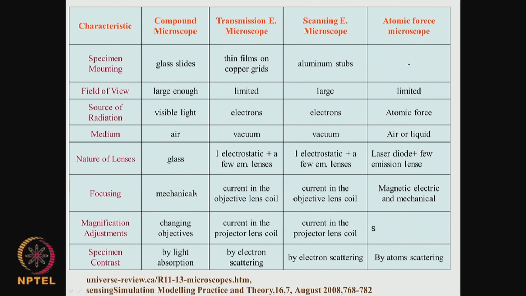Focusing: compound microscope it is mechanical, in TEM we have lens coil current and voltage, whereas in atomic force it is mechanical forces. Magnification: changing objectives, current in the projector lens. So we are using voltage and current in that. Specimen contrast is due to light absorption in the compound microscope; in TEM and SEM it is because of electron scattering, whereas in atomic force it becomes atom scattering. So we see a lot of difference between these 4 types of microscopy: compound, scanning, TEM and atomic force microscopy.